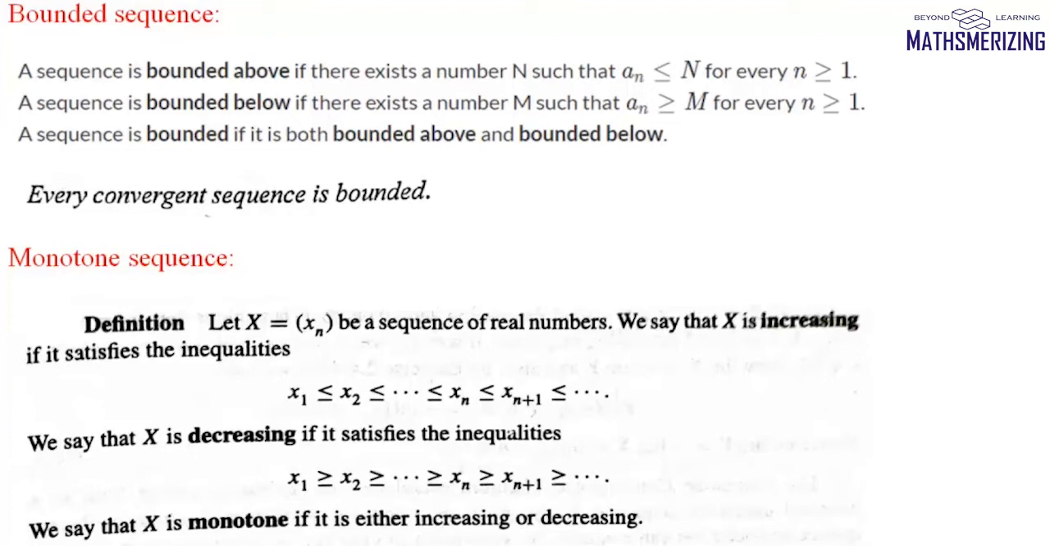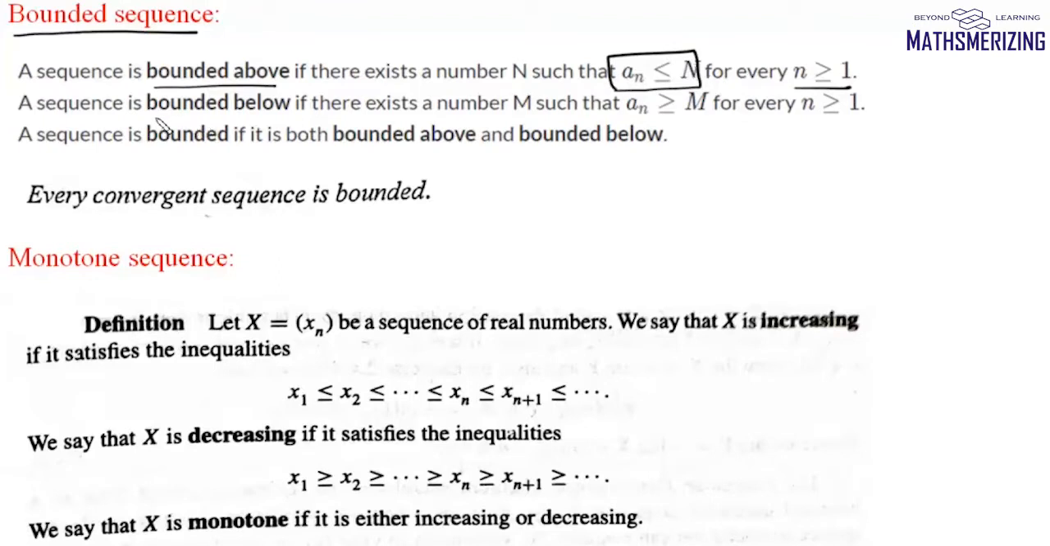Now let us look at two very important sequences. The first one is bounded sequence. A sequence is said to be bounded above if there exists a natural number n such that an is less than or equal to n for every n greater than or equal to 1. That is, all the terms of the sequence are always less than or equal to some number n.